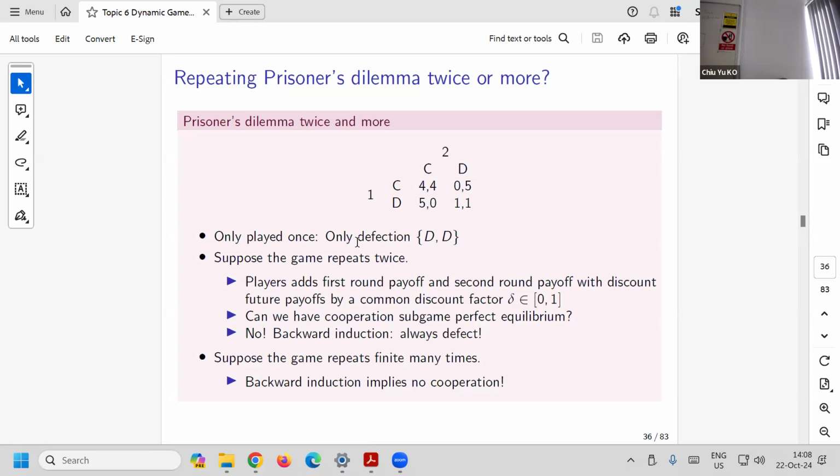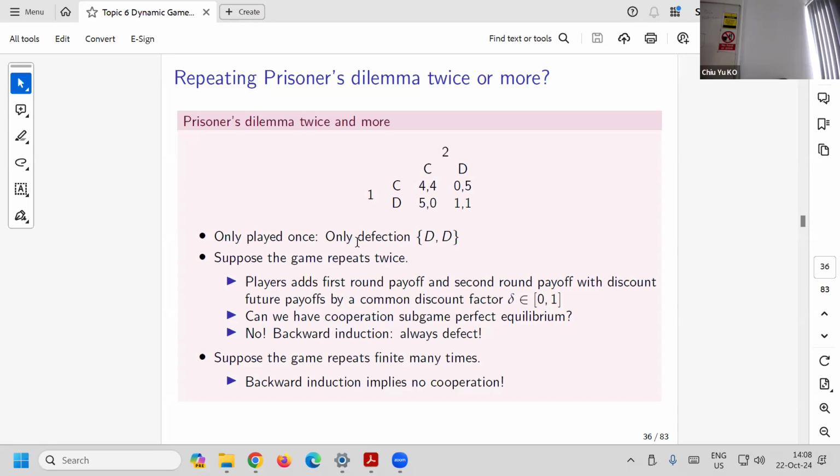So the question is, if we repeat two times, can we sustain the collaboration? The answer is no, because of backward induction. Look at the last round: you would defect. Given that you would defect in the second round, why would I want to collaborate in the first round? Because I look at the last round, what are you going to do? You're going to defect. So in the first round there's no reason to collaborate. Just defect. Backward induction tells us that's over.